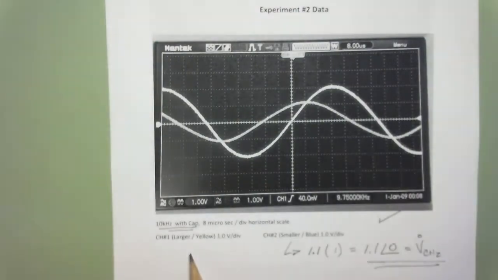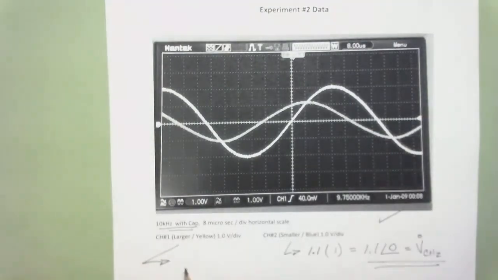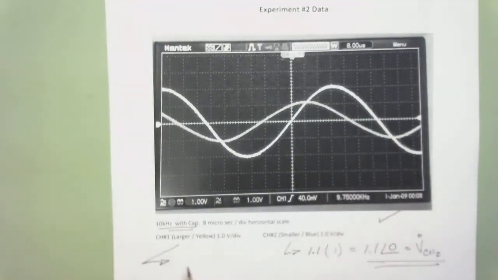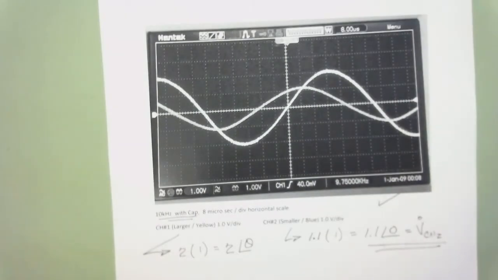So then channel 1, let's see what we have here. That's the larger one, so it looks like I got 2 divisions. I think I can probably just safely say 2 divisions times 1 volt per division, which is equal to 2. And then this is going to have some phase shift theta. So before I can finish this up and say, well, the voltage of channel 1 is equal to 2 at something, I'm going to have to go and figure out what that angle is. So let's go and do that.